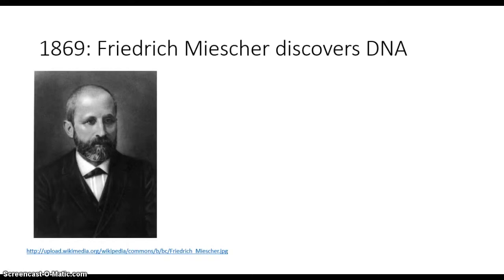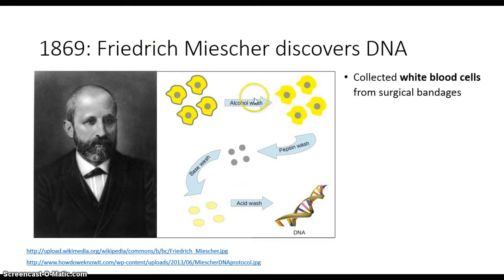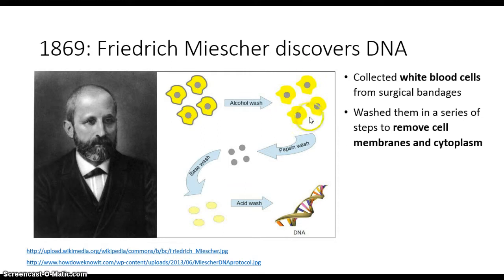It was first discovered in 1869 by a Swiss physician and biologist named Friedrich Miescher, who isolated DNA from white blood cells that he collected from wounded victims of war and so forth. He took these white blood cells and through a series of steps, he got rid of most of the outer material of the cell itself.